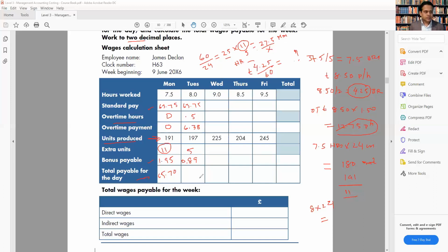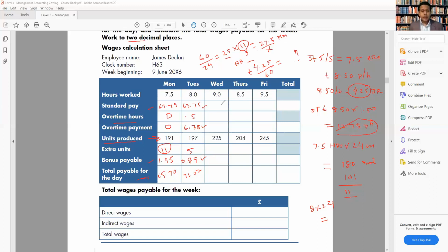Very good. So if I add all of this, how much is the total we have? 63.75 plus 6.38 plus the bonus of 89 pence. How much will be the total payment for Tuesday? So 63.75 plus 6.38 plus 0.89 is 71.02. Thank you, Daniel. 71.02. Very good, Amand. Very good, Venal.